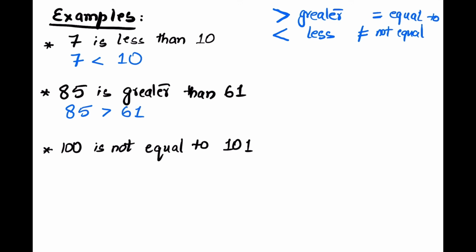The third example that we have is 100 is not equal to 101. Now which one is the not equal to symbol? This one, right? So we will write 100 is not equal to 101.